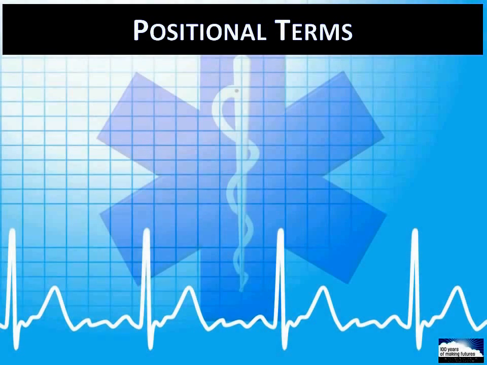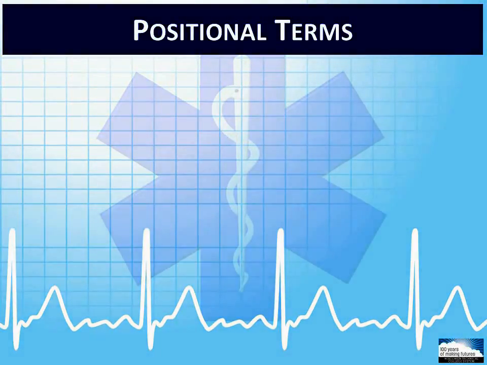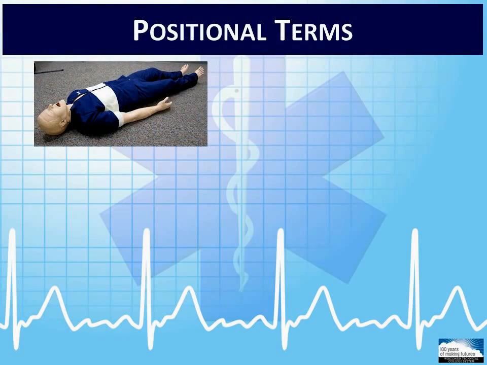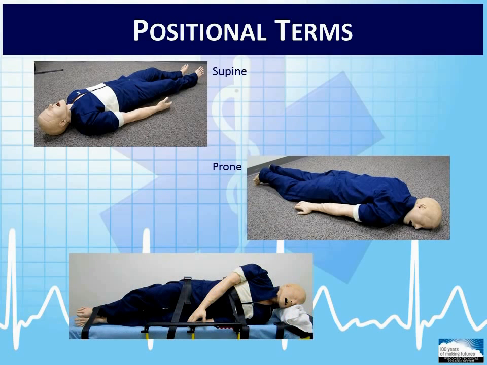In addition to a knowledge of common landmarks, it is also important to be familiar with various positions in which a patient may be found or transported. A person on his or her back, face up, is in a supine position. A person on his or her abdomen, face down, is in a prone position. A person on his or her side is in a lateral recumbent position.